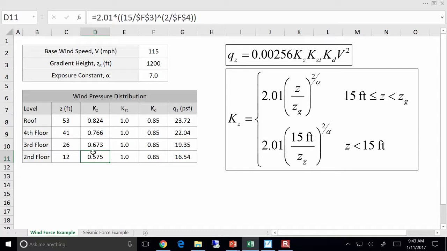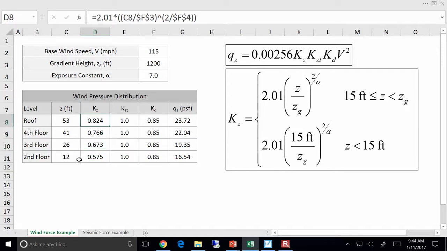Now, let me illustrate sort of what's going on here. I was going to throw if statements in, but I said, what the heck, let's just keep it simple. So this second floor, if you notice, the Z is under 15 feet. So it's 2.01 times 15 over 1,200 raised to the 2 over alpha. But everything else is Z over ZG raised to the 2 over alpha. So if you look, here's 15, and then there's the ZG.